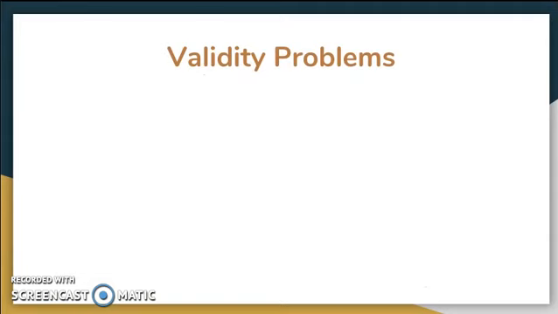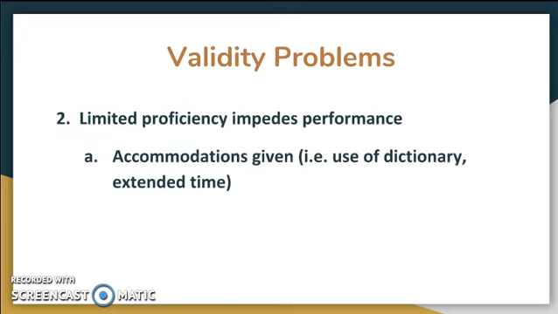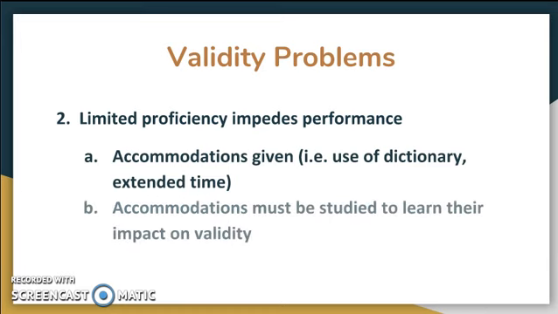CLD students with limited English proficiency have lower results on standardized tests. Thus, to mitigate this validity issue, accommodations are given to students. These accommodations may include the use of dictionaries or extended time. However, allowing students accommodations also affects validity, and more research must be done to determine the impact.